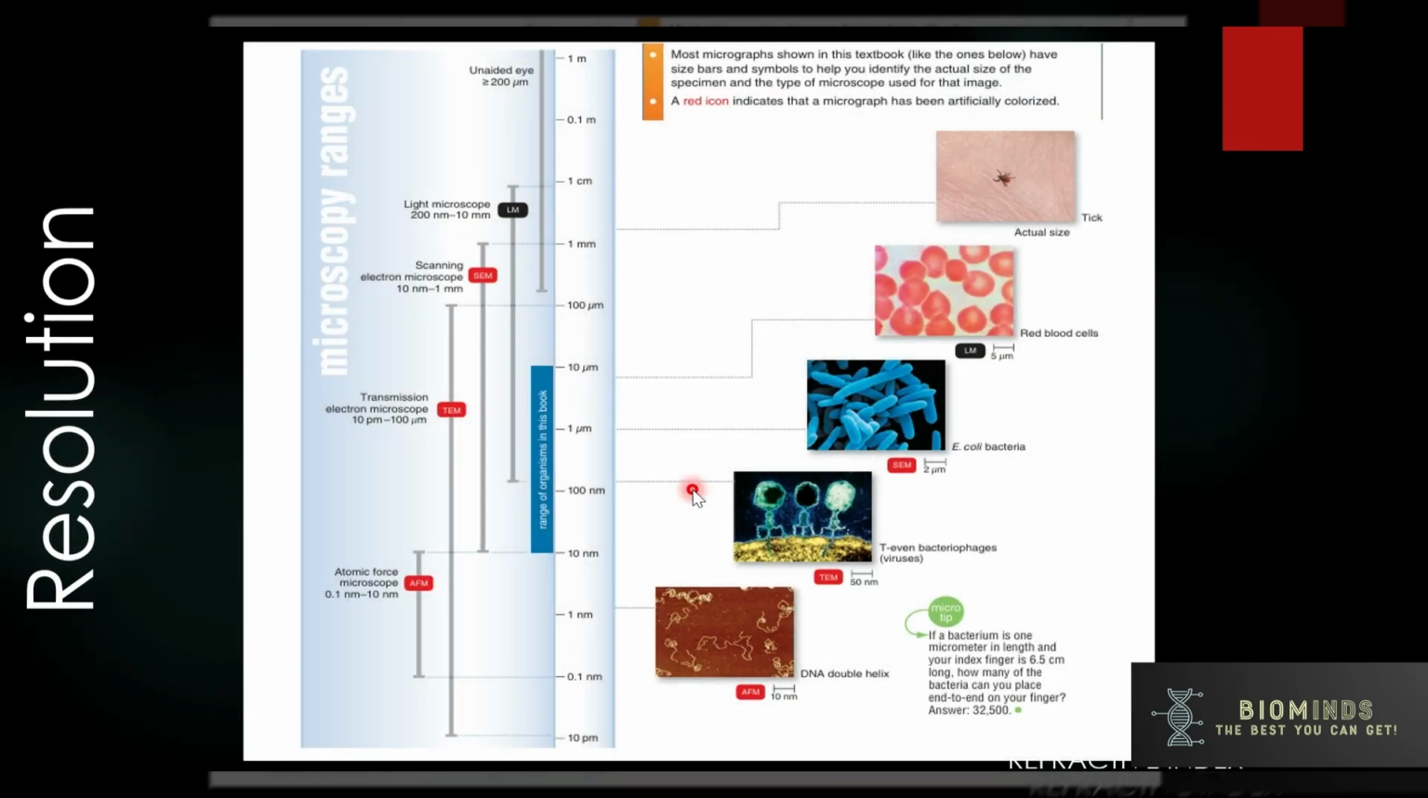Next, here you can see the image. So we have the unaided eye, that is the naked eye, you can see the tick. Okay, next we have the light microscope. So here you can see these images. But if you want to observe the structure in detail, you need a more advanced type of microscope.